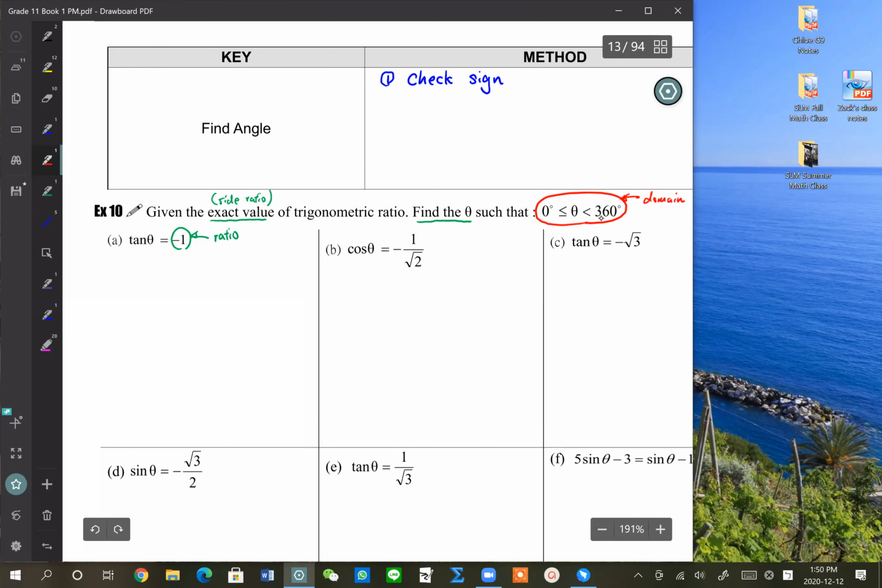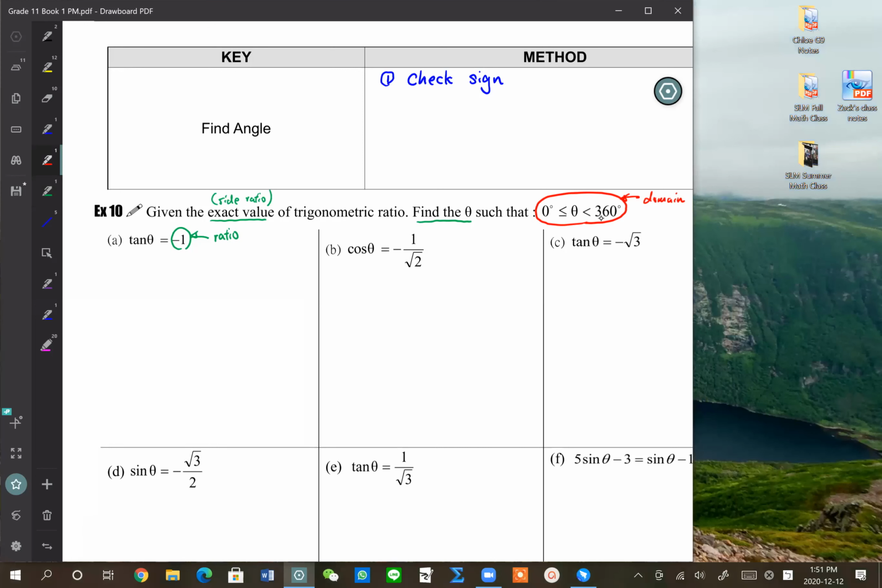All right, so let's look at question A again. Here they give you a ratio of -1. So we have tangent theta equal to -1. Step 1 is to check sign. So we have tangent that's negative. Which quadrant would it be inside? Tangent negative is in which quadrant? Evan, can you tell us where tangent is negative? The second one and fourth one.